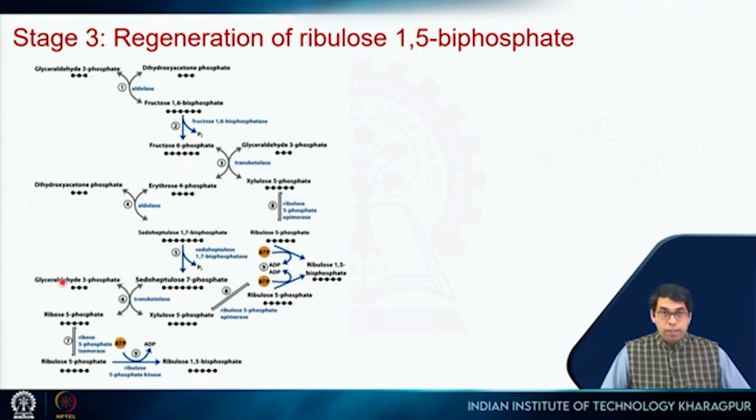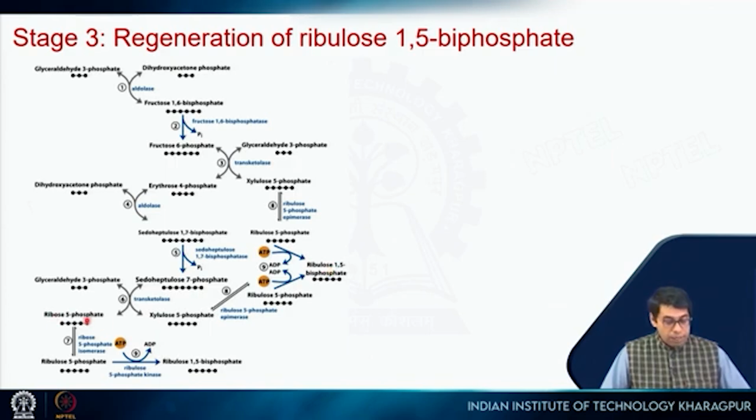So we have a 7 carbon sugar. Another molecule of glyceraldehyde 3-phosphate comes in. So 7 plus 3 is 10, right? Now again the transketolase comes in, the same enzyme that we saw here. So it converts this 3 plus 7, 10 carbon into two 5 carbon sugars. So one is xylulose 5-phosphate, which is the same as this, and again it will be converted to ribulose 5-phosphate by the same enzyme ribulose 5-phosphate epimerase, and that is converted to ribulose 1,5-bisphosphate. So from this path we get the second molecule of ribulose 1,5-bisphosphate.